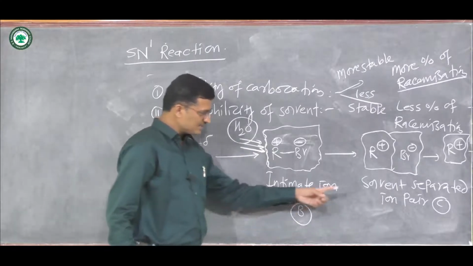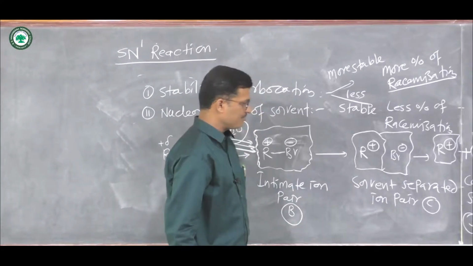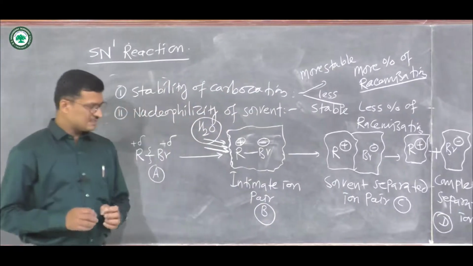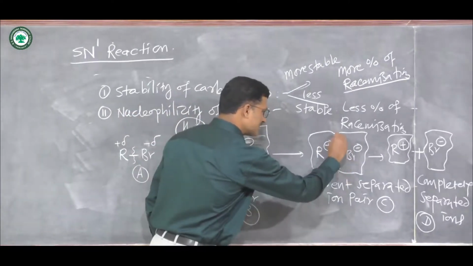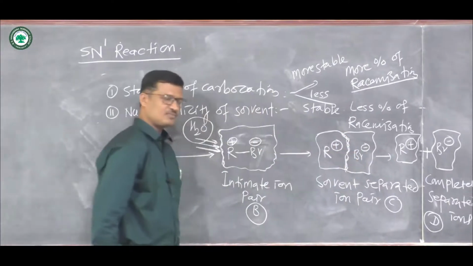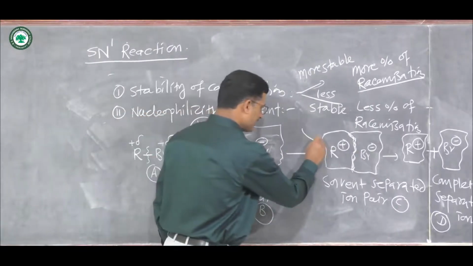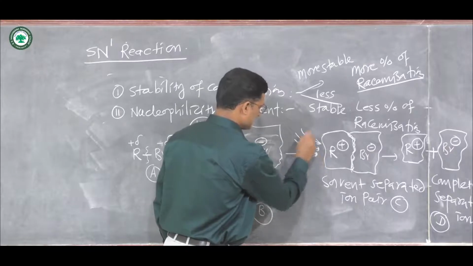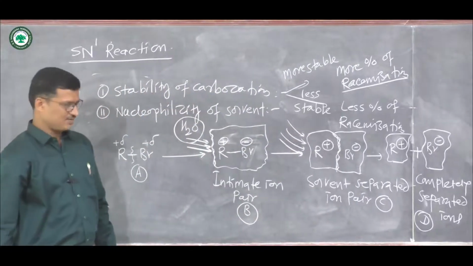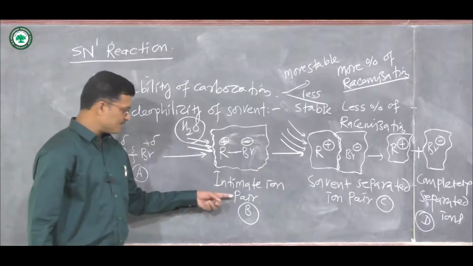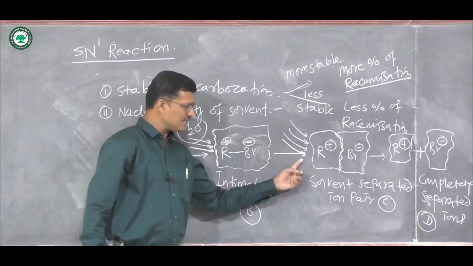When we think about the next situation, this is the C situation, or solvent separated ion pair. Even in the C situation, these two ions are not separated from each other. But the backside attack of nucleophiles takes place here, and the front side attack of nucleophiles never takes place here. We remember, in the B situation the backside attack is there, and in the C situation the backside attack is there.